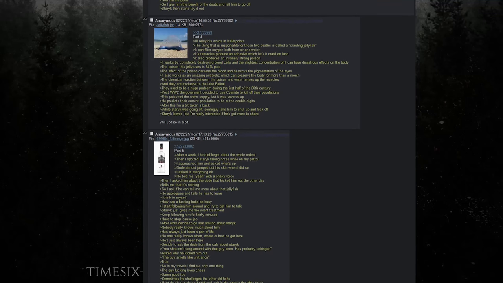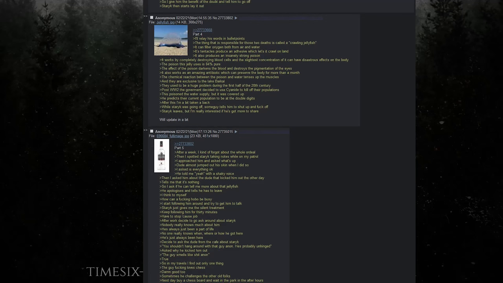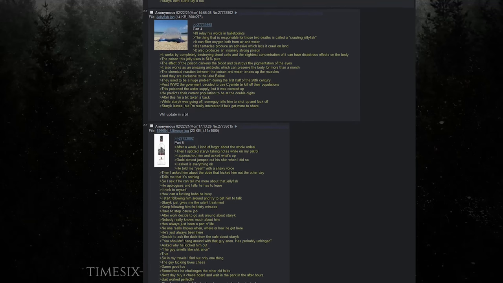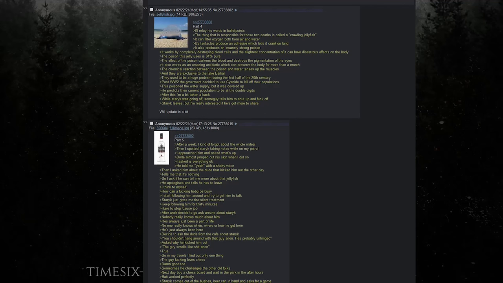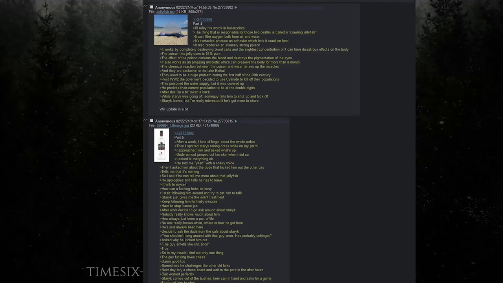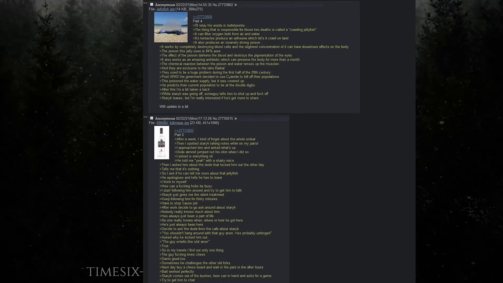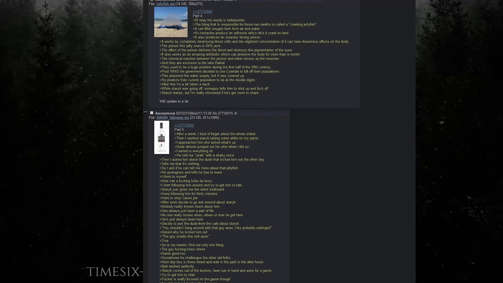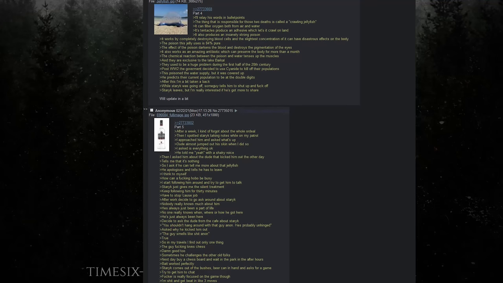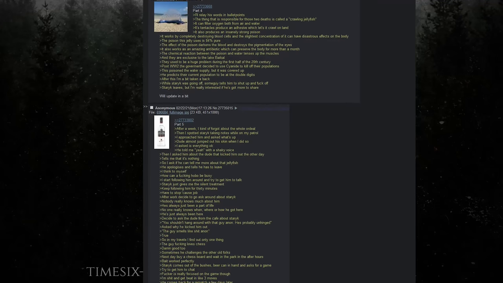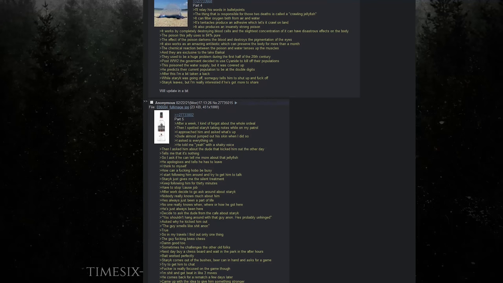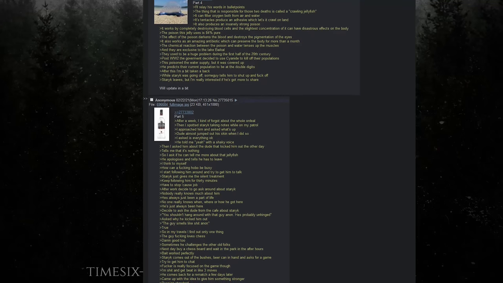After this, I'm a bit taken aback. While Stike was going off, some guy tells him to shut up and fuck off. Stike leaves, but I'm really interested if he's got more to share. Part 5. After a week, I kind of forgot about the whole ordeal. Then, I spotted Stike taking notes while on my patrol. I approached him and asked what's up. Dude almost jumped out of his skin when I did so.